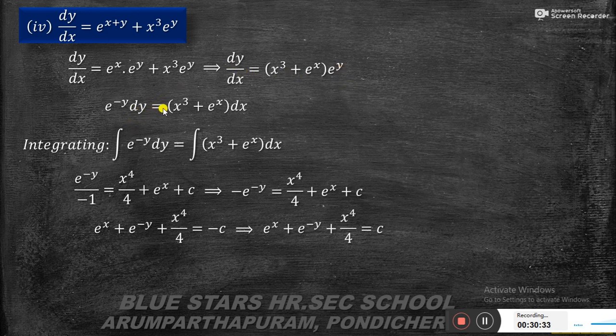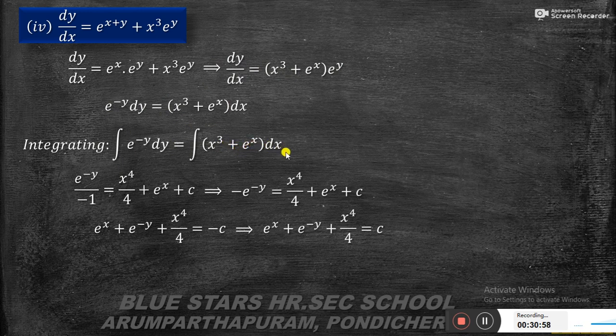So dy by e^y equals (x^3 + e^x) dx. Writing e^y in the numerator, e^(-y) dy = (x^3 + e^x) dx. Integrating both sides, integral of e^(-y) dy equals integral of (x^3 + e^x) dx.